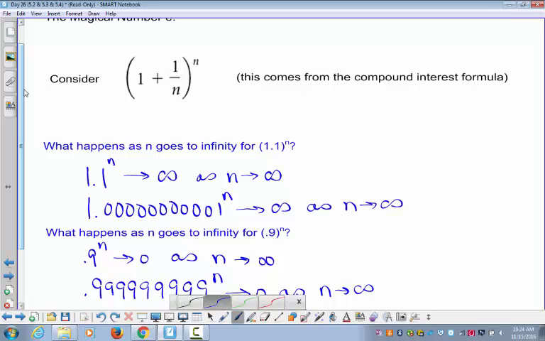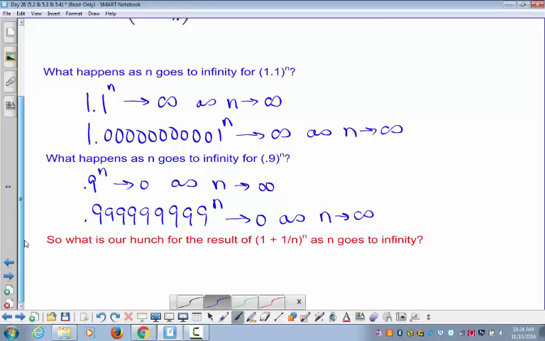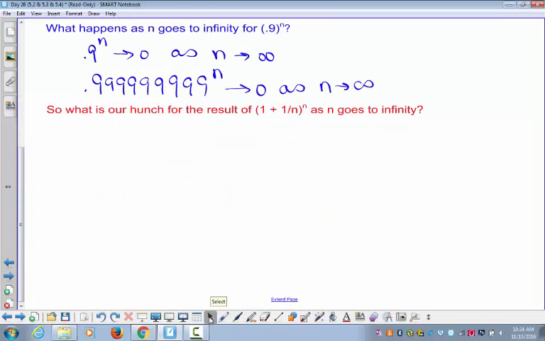Right? And what happens, what's your hunch? When you look at that as n goes to infinity, most people's hunch is that it goes to infinity, because the base is bigger than 1 for every value of n. And we know that 1.0000001 is going to go to infinity. So our hunch is that it goes to infinity. Most people would have that hunch.